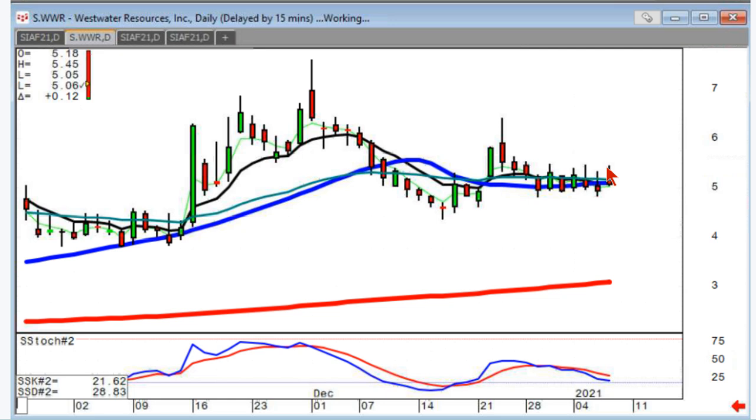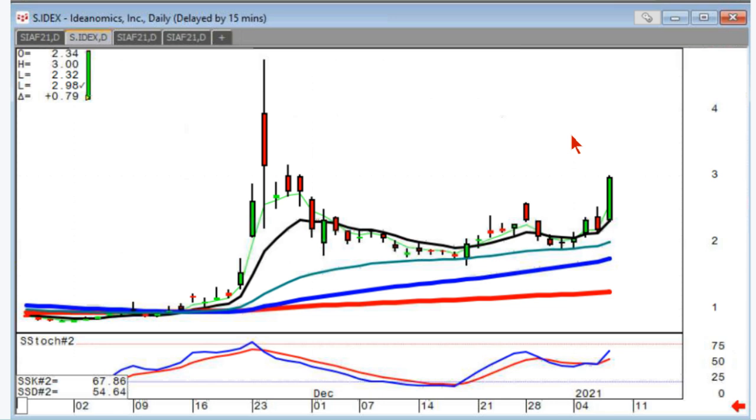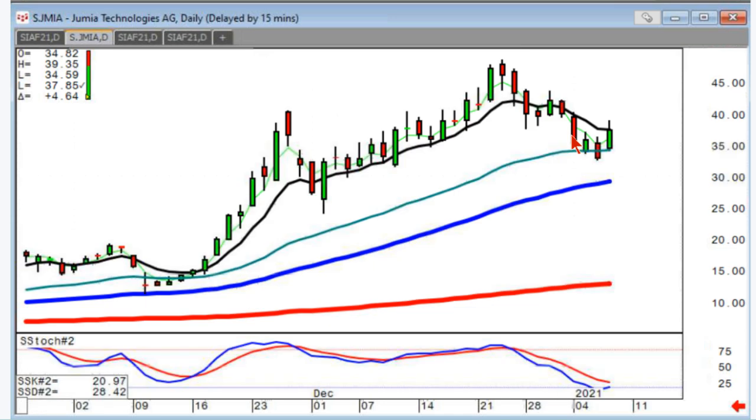WWR, if you're long, you stay long. It's trading up in this range after hours. And IDEX, that one you could be buying on strength. Jemiah, nothing there. Even though it's turning up, it's not turning up with any signal.